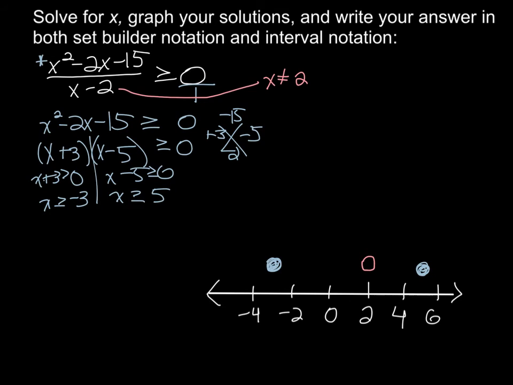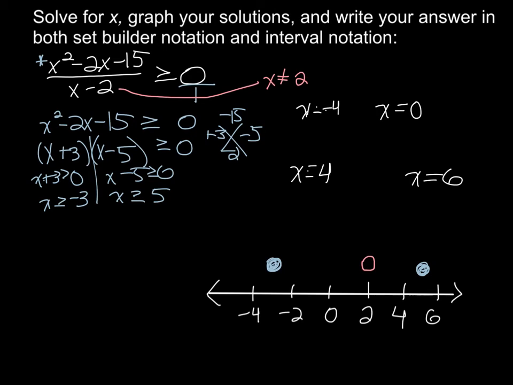Then I'm going to pick a point in between all of these points. So 1, 2, 3, 4 parts it's broken up into. So I'm going to test when x equals negative 4. I'm going to test when x equals 0. I'm going to test when x equals positive 4. And I'm going to test when x equals 6 in the original inequality to see if they work.